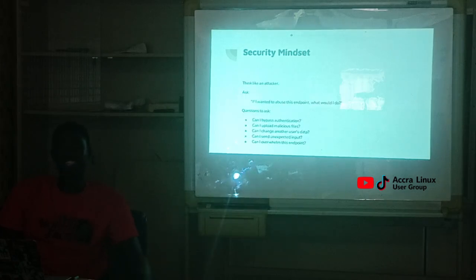So, security mindset. You should always be thinking like an attacker. I know we have some chess people here. So yes, you should ask yourself, if I wanted to abuse this endpoint, what would I do? As you're writing your code, you're asking yourself, can I bypass this authentication I'm setting up? What do I need to do to bypass the authentication? Can I upload malicious files? Can I change another person's data? Can I send unexpected input? And then the last one, can I overwhelm this endpoint?